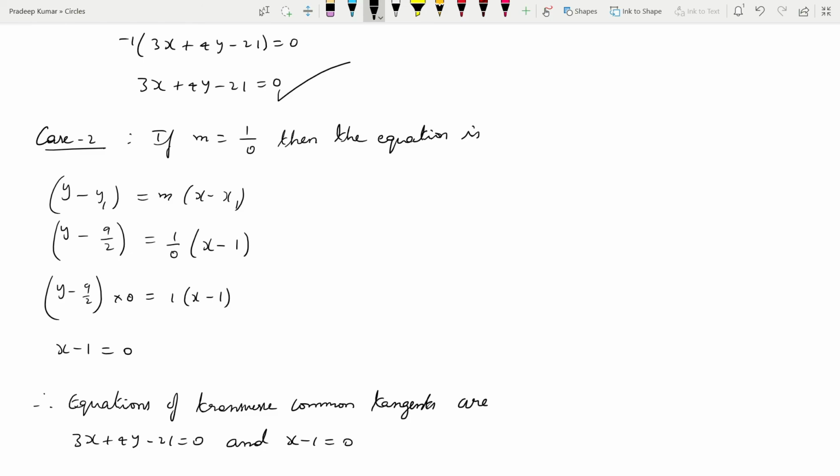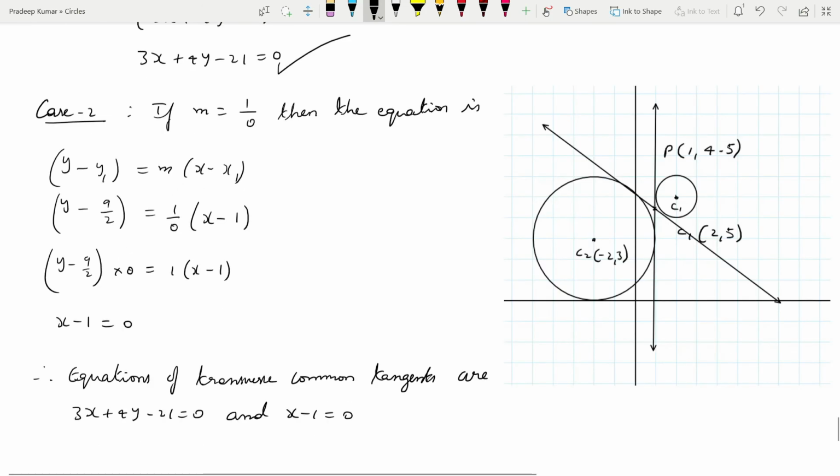So we'll make the figure and we'll just summarize whatever we did. So here is the figure which we got. This is the first circle and this is the second circle, and here is the point where both of the circles were meeting, which we got as P, which is 1, 4.5, and the center of the first circle is 2, 5, and the center of the second circle is minus 2, 3. Whereas the first tangent equation we can write, that is 3x plus 4y minus 21 equal to 0, and the other tangent equation is x minus 1 equal to 0.